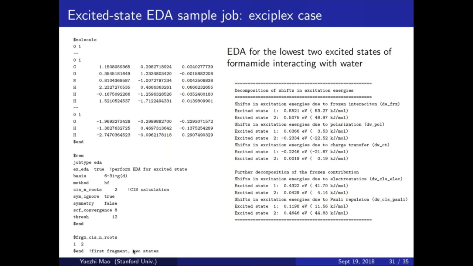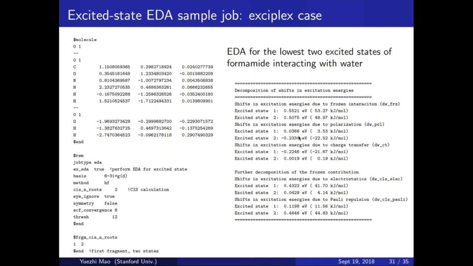Also, we need an extra input section, the fragment cis n roots. So in this job, it has one row with two columns. The first entry indicates the fragment index, and the second entry is the number of states to calculate and analyze. So in this one we analyze the two lowest excited states for this formamide molecule.